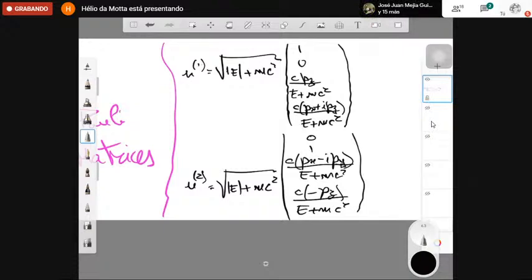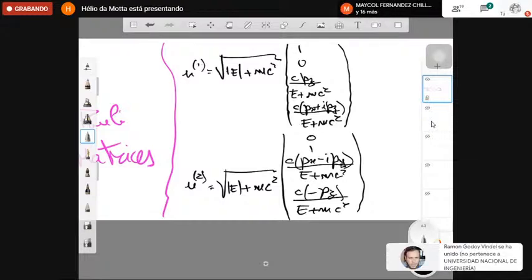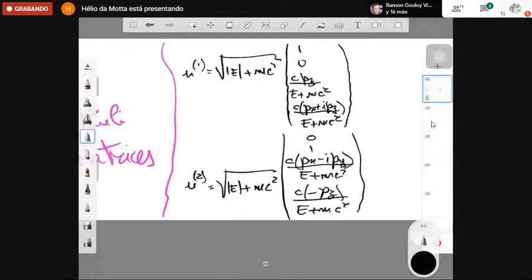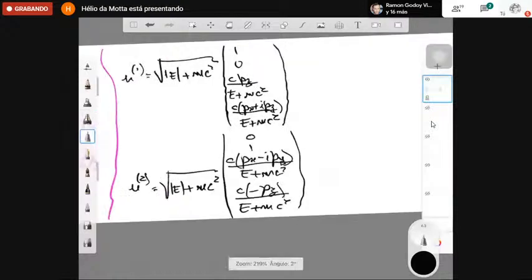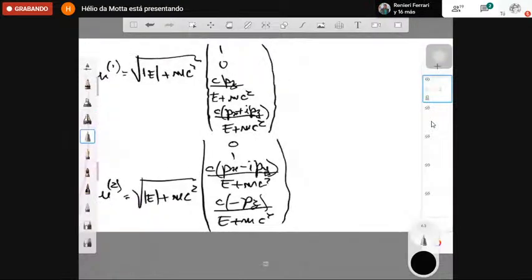Remember that mc squared is the rest energy of the particle, the energy that a particle has when it is at rest. And E is the total energy, which depends on the movement, the speed of the particle. Pz, Py, and Px are the x, y, and z components of the particle momentum.